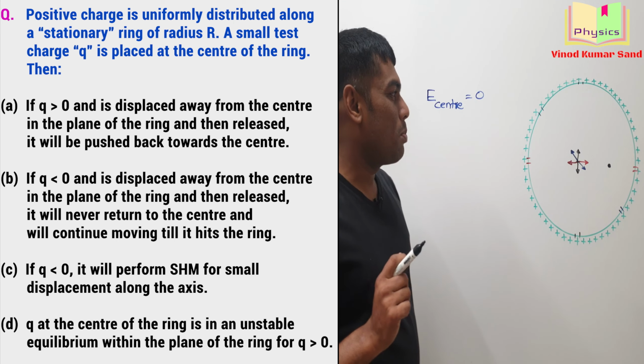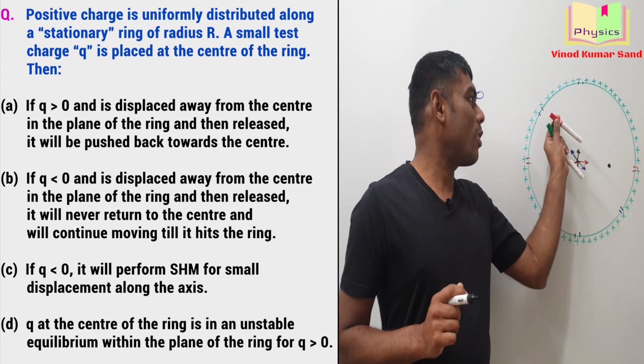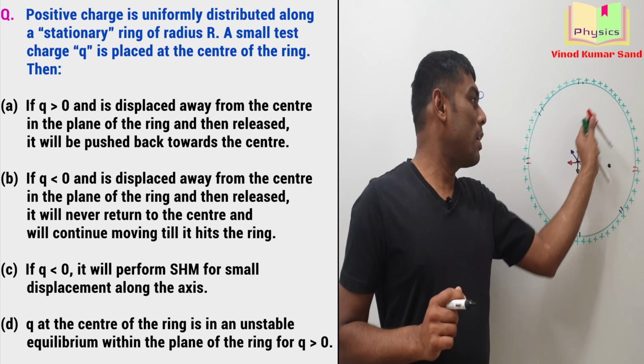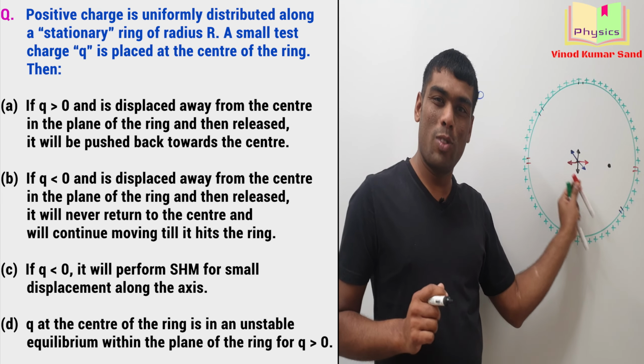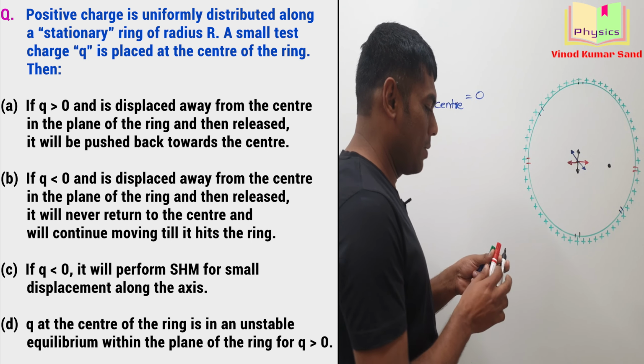The correct answer would be the direction of the electric field at this point or this point or this point or any point inside this boundary will be always toward the center of the ring. That's an interesting result. I'm going to prove it.